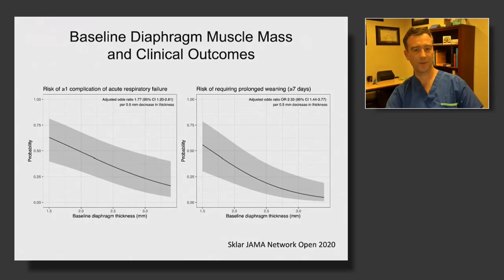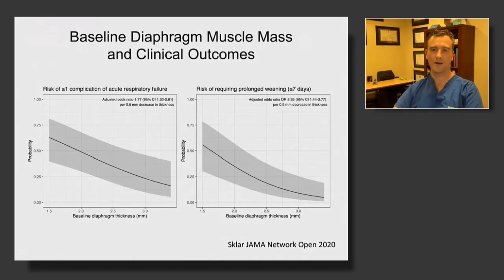And as you can see, patients with a thin diaphragm are at much higher risk of developing complications of respiratory failure or requiring prolonged weaning in comparison to patients with thick diaphragms at baseline. So the function and the structure of the muscle appear to have a strong impact on the patient's overall outcome.